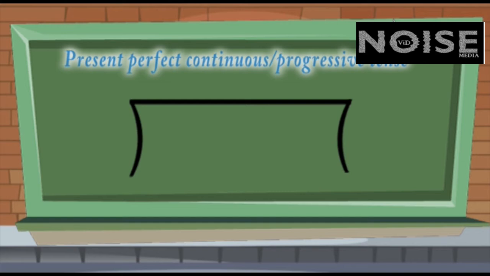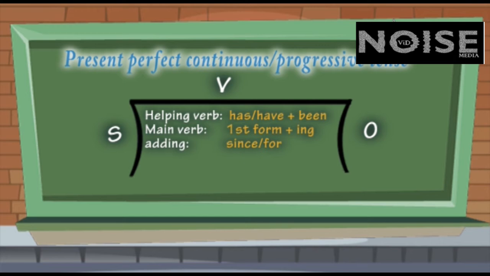But anyhow, let's see the formula first. It is SVO. That means subject, verb, and object. But remember, the verb is not easy here. We have to use has been and then the main verb in ing form, because the name of the tense is present perfect continuous. When you say perfect, it means it should be have or has. Continuous means it must be ing form. And we can't use ing form without using be or been or is. So here we use been.